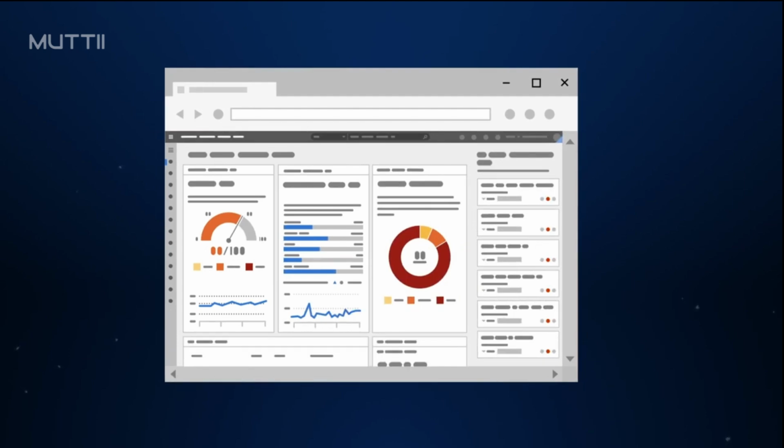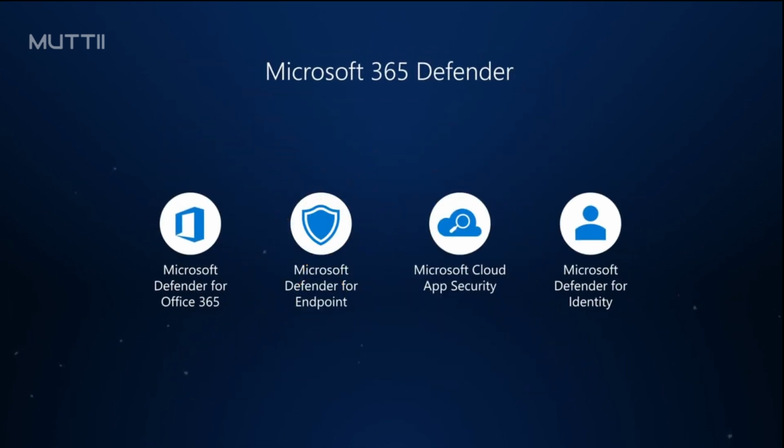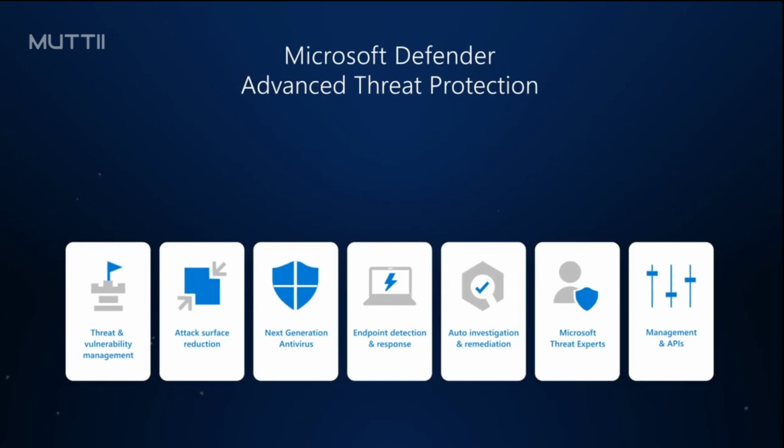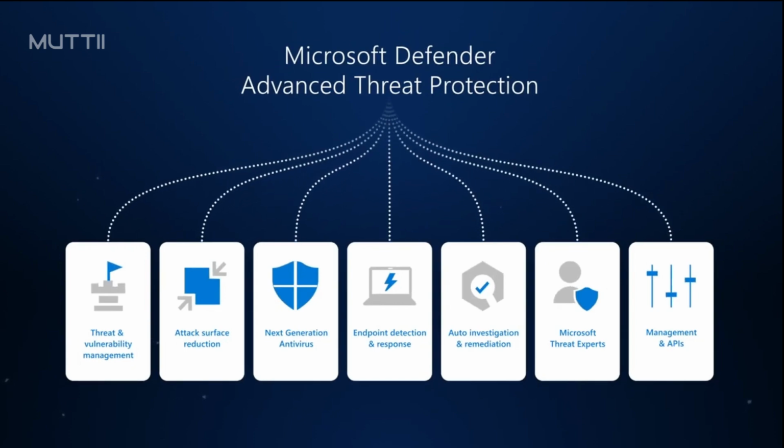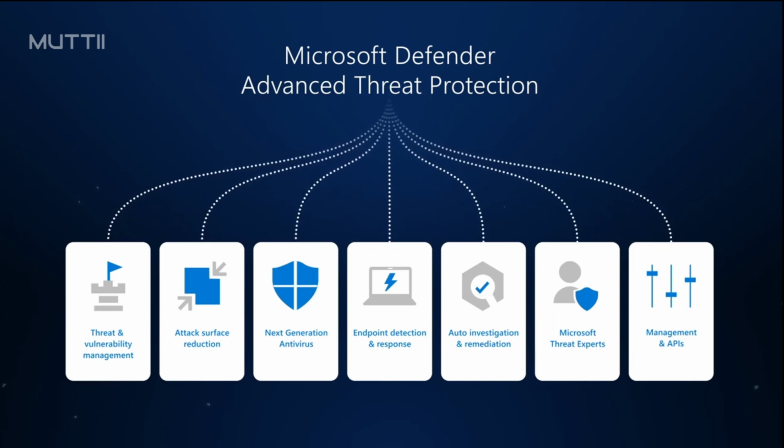It's a core part of Microsoft 365 Defender, which combines and orchestrates the capabilities of Microsoft Defender for Endpoint, Microsoft Defender for Office 365, Microsoft Defender for Identity, and Microsoft Cloud App Security. 7 pillars define Microsoft Defender for Endpoint. This video describes each, starting with threat and vulnerability management.